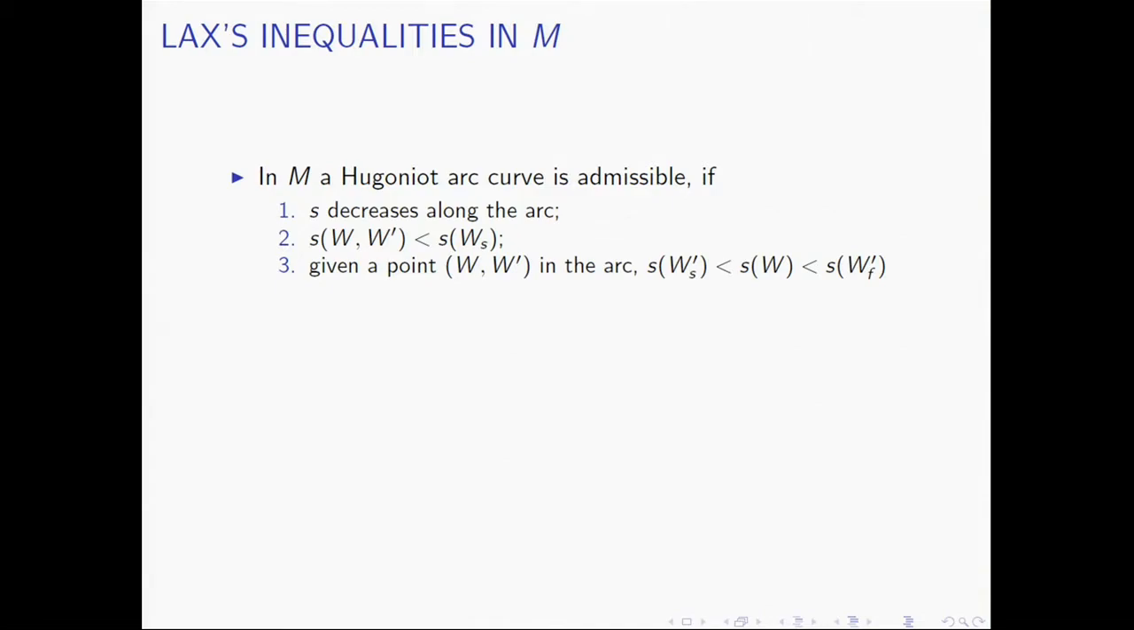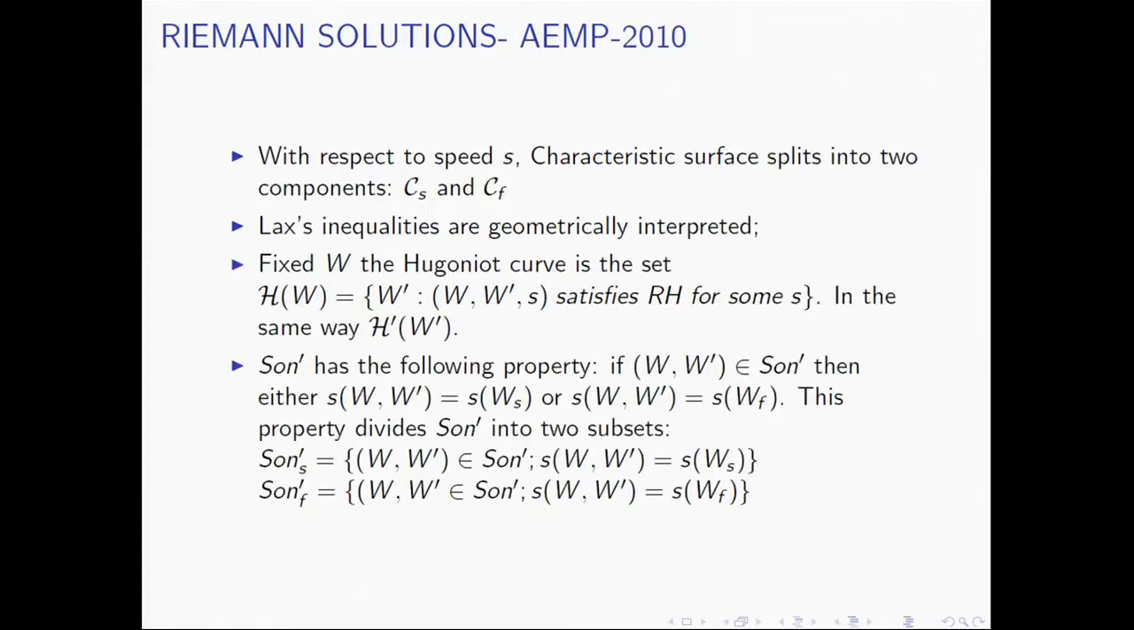In order to stay Lax shocks, a Hugoniot curve is admissible if S decreases along the arc, and the speed at any point of the arc is less than the characteristic speed.